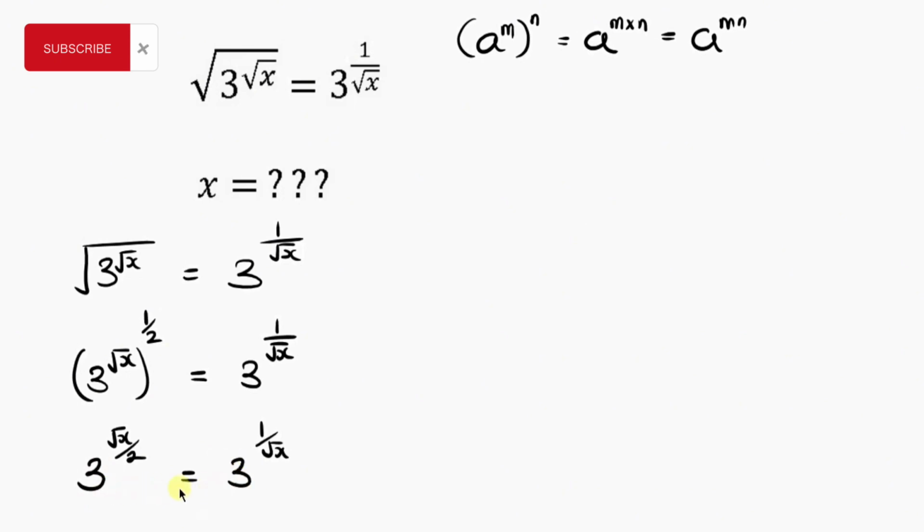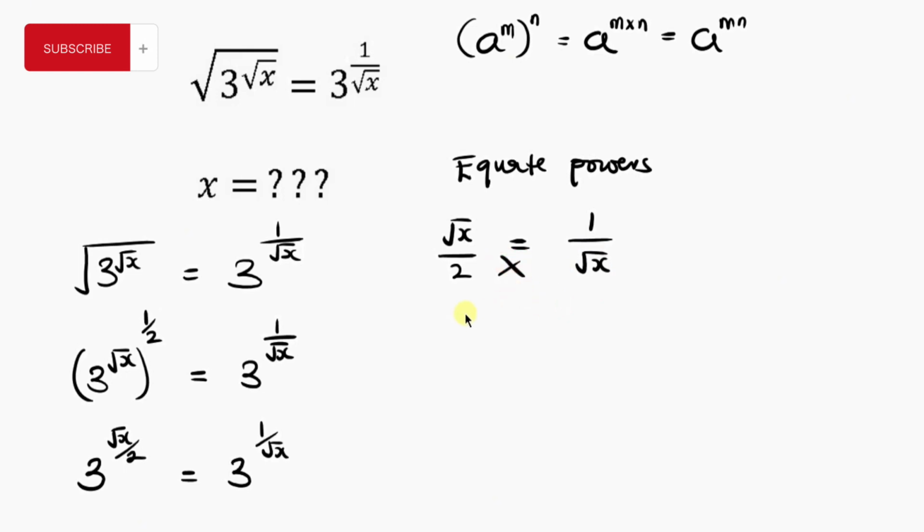And since the bases are the same, we can equate their powers. So we can say equate powers. You see that? Equate powers. The power on the left is square root of x over 2, equal to the power on the right, which is 1 all over the square root of x. So an easy way to go around this is to cross multiply. So let's cross multiply. Very simple step.